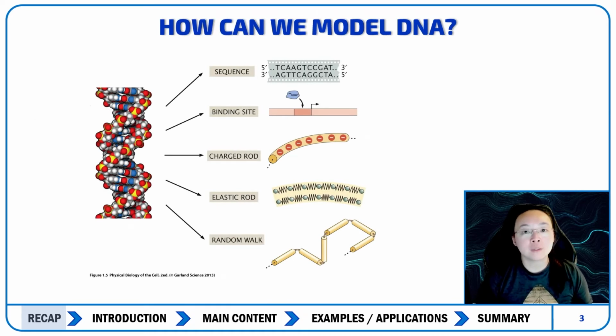So we can model DNA in many different ways, and we are going to be looking at the majority of this. But like I said before in the previous chapter, we're going to focus on the charged rod, and we're going to focus on the worm-like chain model through elasticity. So this chapter is a little bit long because we are going to focus on the elastic rod model and the random walk worm-like chain model.